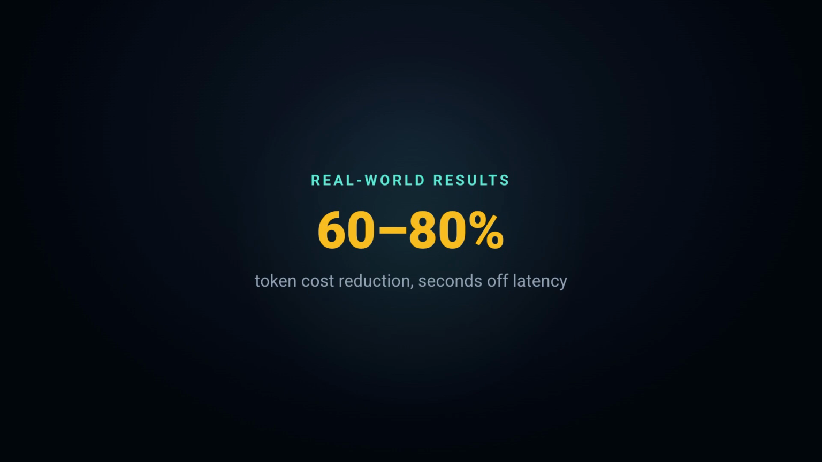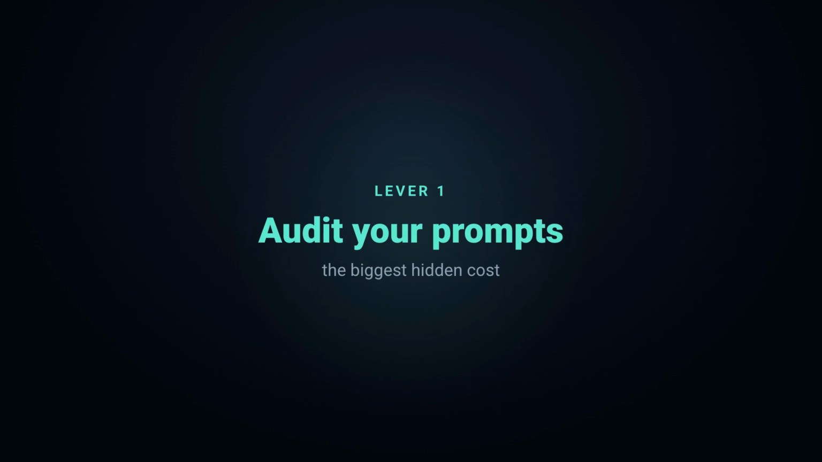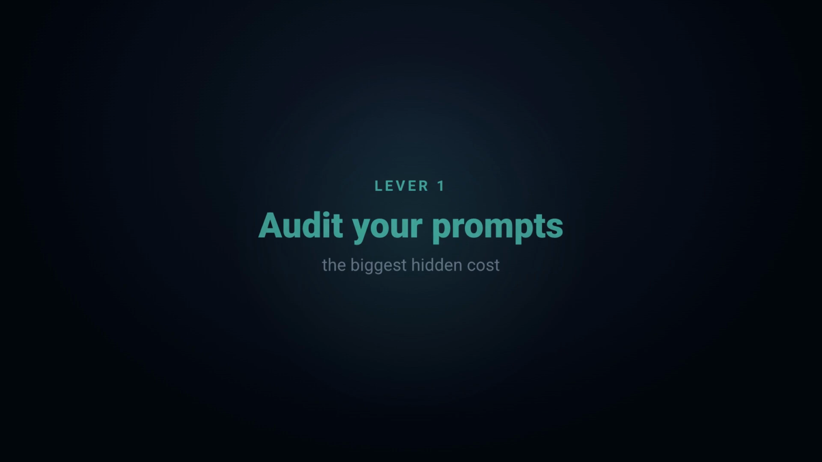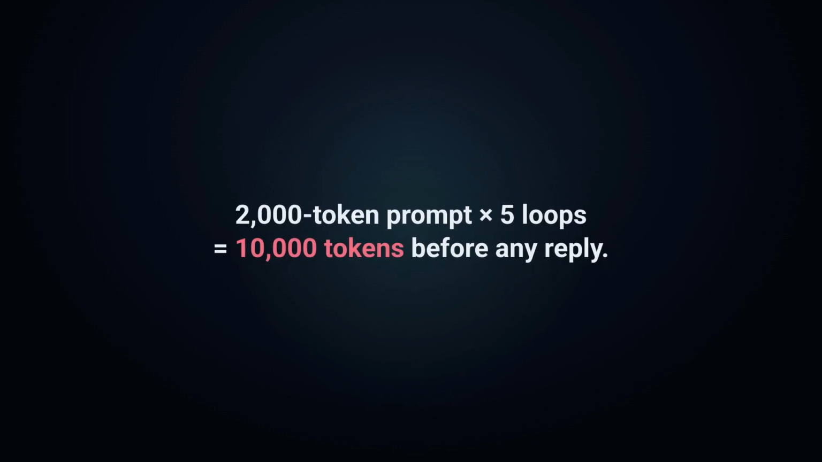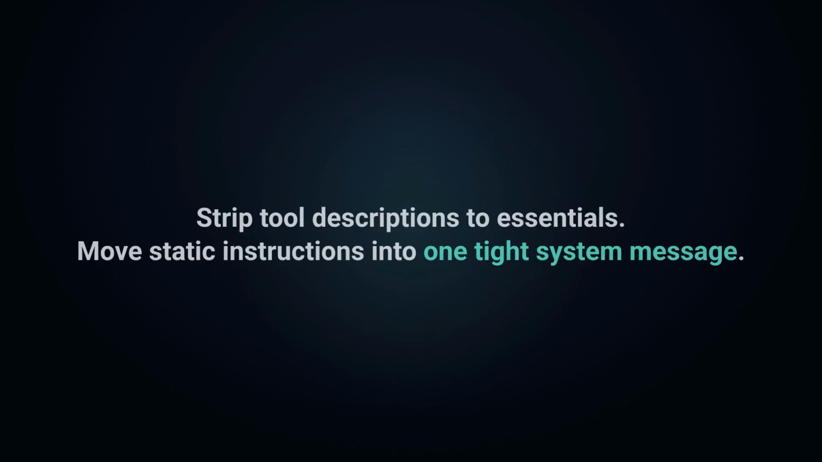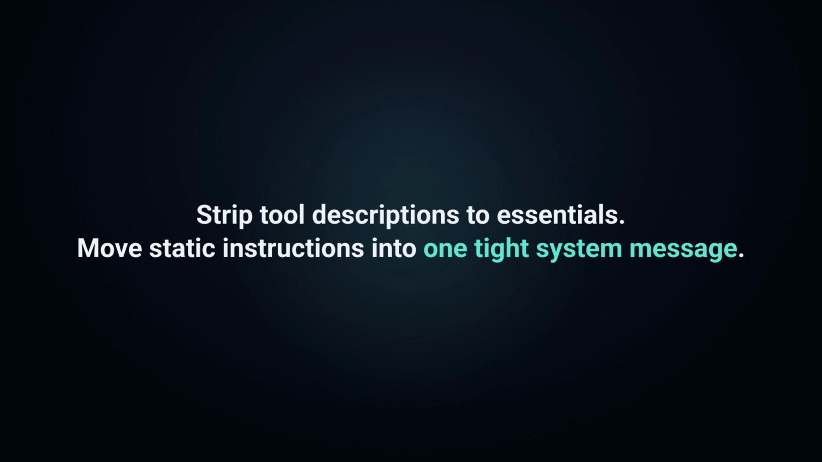Let's start with the biggest hidden cost, your prompts. Every time an agent reasons, it resends the entire system prompt, the tool descriptions, and the full conversation history. If your system prompt is 2,000 tokens and your agent loops 5 times to answer one question, you've just paid for 10,000 tokens before the user even sees a response. The fix is ruthless prompt auditing. Strip your tool descriptions down to the essentials. A tool description that says, "Use this to search the company knowledge base for relevant documents," works just as well as a 3-sentence paragraph. Move static instructions out of every turn and into a single, tight system message.